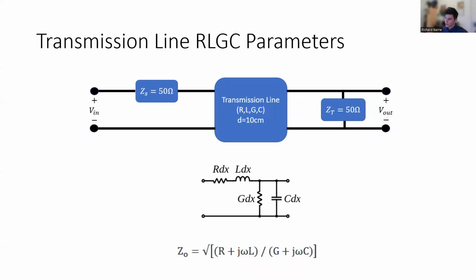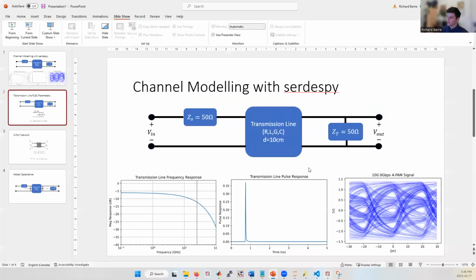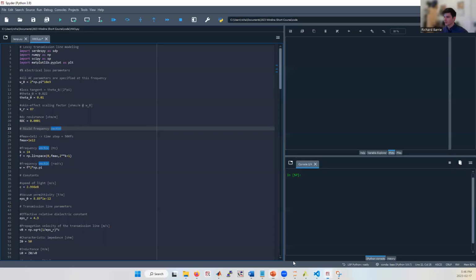Also, an important transmission line parameter is Z0, which is the characteristic impedance of the transmission line. You can see how it's calculated at the bottom of the slide, or you can think of it as the input impedance to the transmission line if the transmission line is infinitely long. So Z0 does not depend on the actual length of the transmission line. Now we're going to check out the code to see how we calculate these parameters.